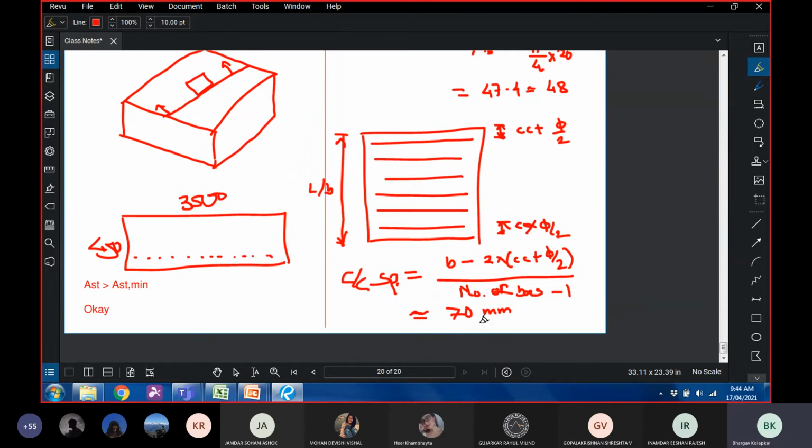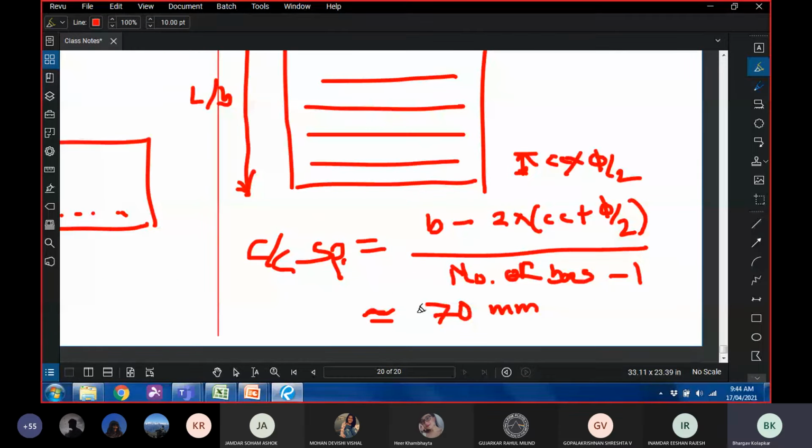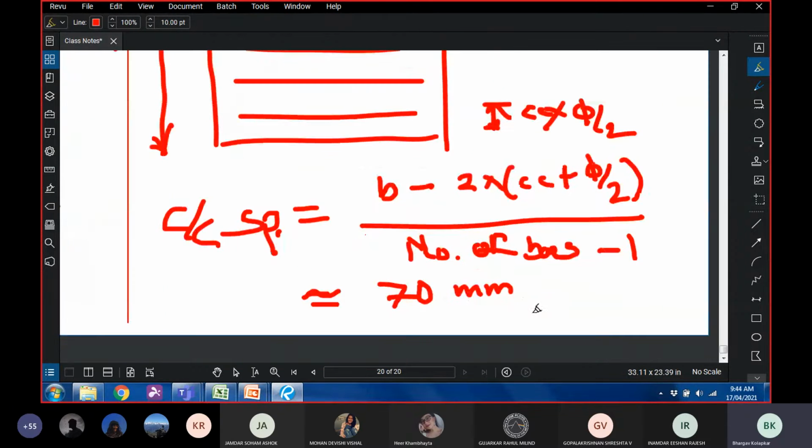Now the reason why we found this out is because of the clause that says that the maximum spacing should not be greater than 300 mm. So this is less than 300 mm, therefore we are okay. So this was just to check, nothing else.